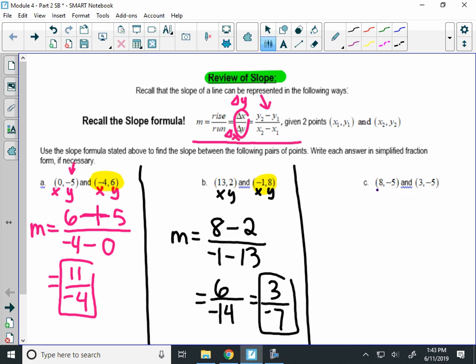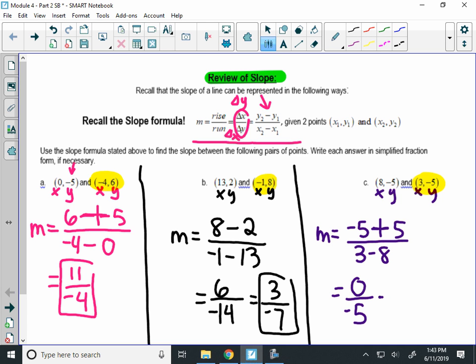All right, finally, the third one. Label your x and y. And again, I'm going to start right here. So I start with the first y, negative 5, and subtract this other y, negative 5, over 3 minus 8. Now, negative 5 minus negative 5 turns into a plus, and negative 5 plus 5 is 0, divided by negative 5, and 0 divided by anything is 0. Now, one thing you should remember from part 1, any line with a slope of 0 is going to be horizontal. Okay? Hopefully that reviews slope for you.